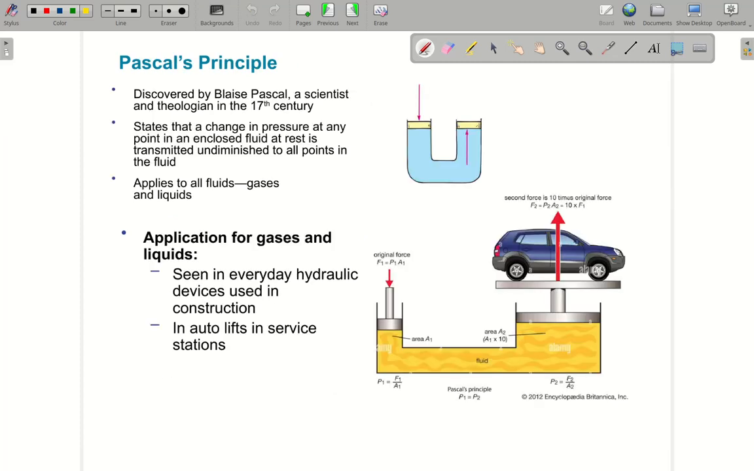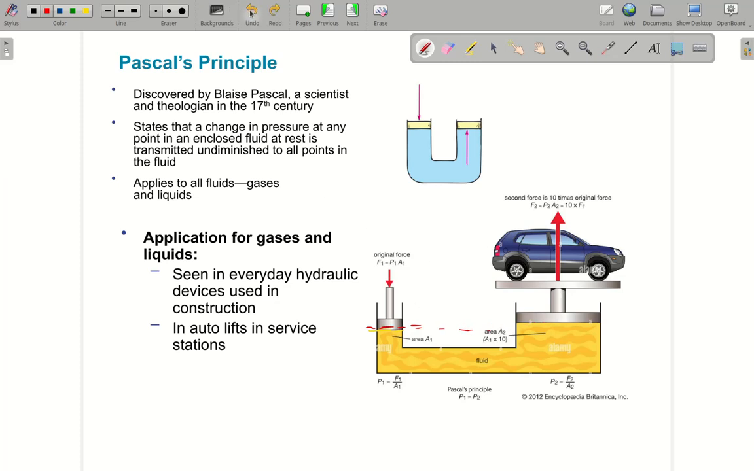And this idea of pressures being equal at the same level is widely used in industry. One very common use is lifting objects, and how we use it as a hydraulic lift, as we call it. We apply a force on one side of a fluid and lift a very heavy object with a very small force.